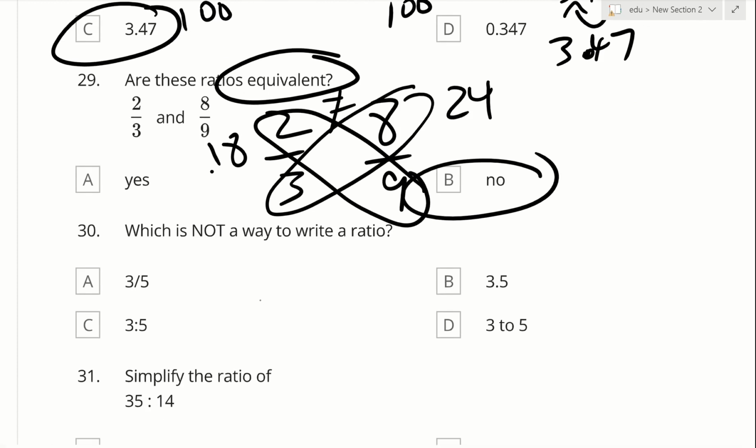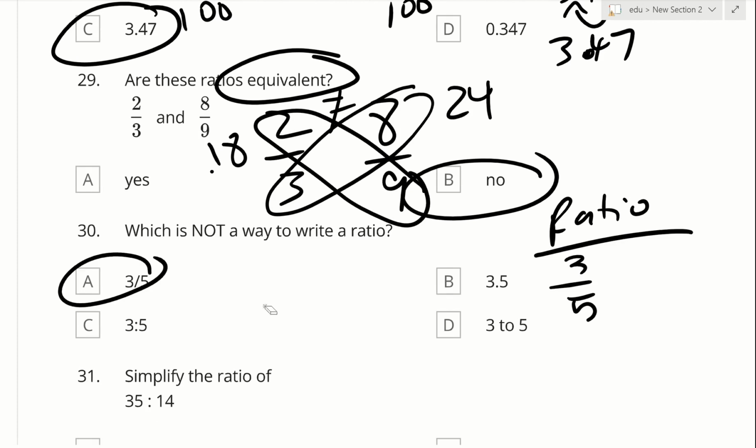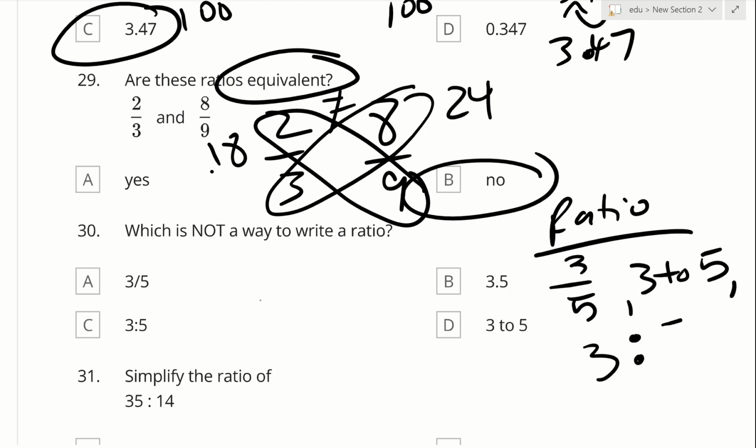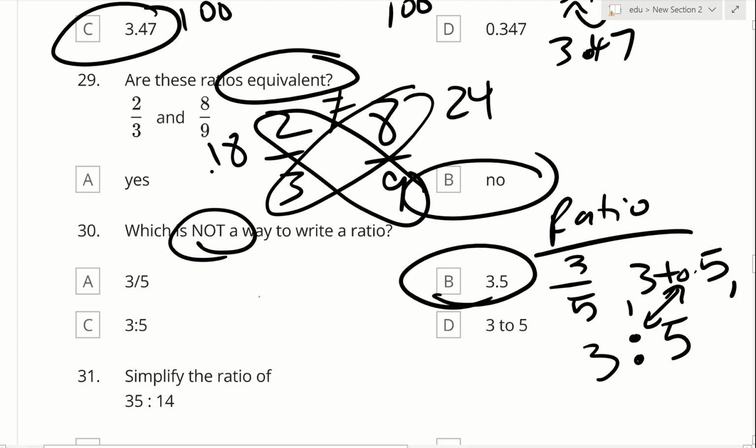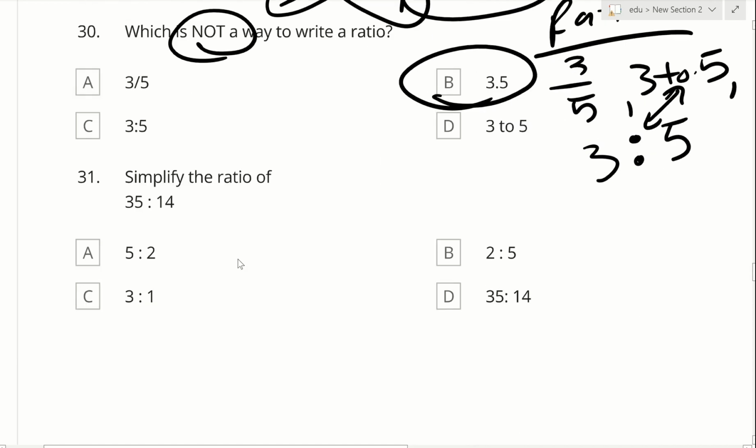There's 3 ways to write a ratio, right? You could say 3 over 5. That's what this means. You could say 3 to 5. Or you can say 3 to 5. The symbol means the same thing as "to." So a way that is not a way to write a ratio is this, because that just means 3.5.